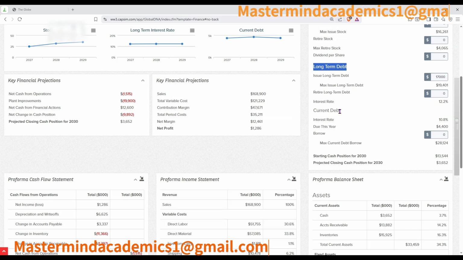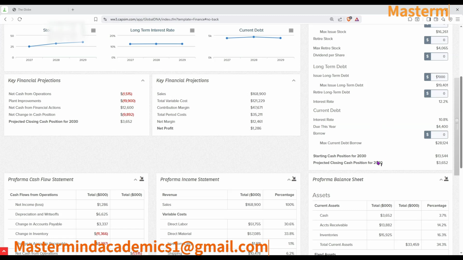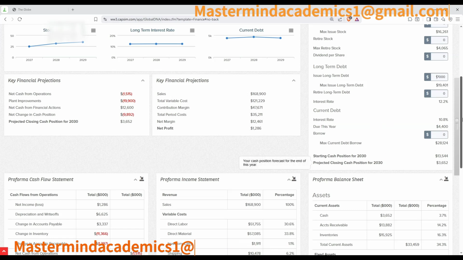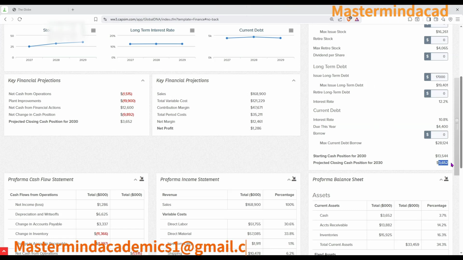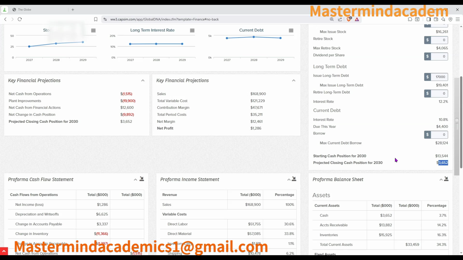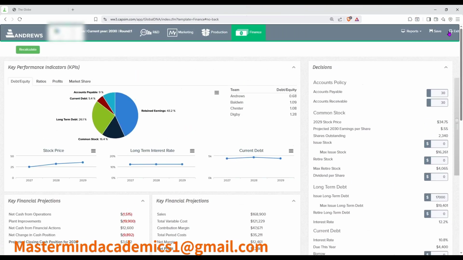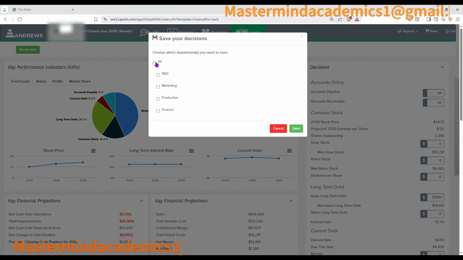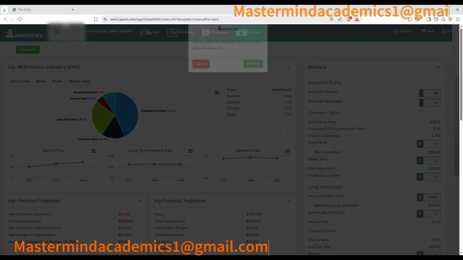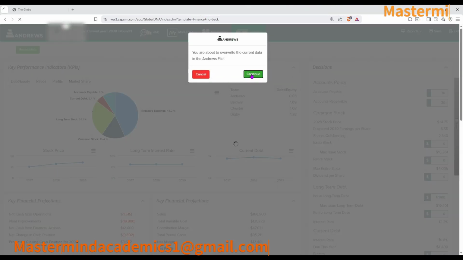So for me, I'm going to issue a long-term debt of 17,000, and after doing that, you can see that my cash position at the end of the year is at 3652. So meaning we have financed all the company activities, and we still have some good money at the end of the year.